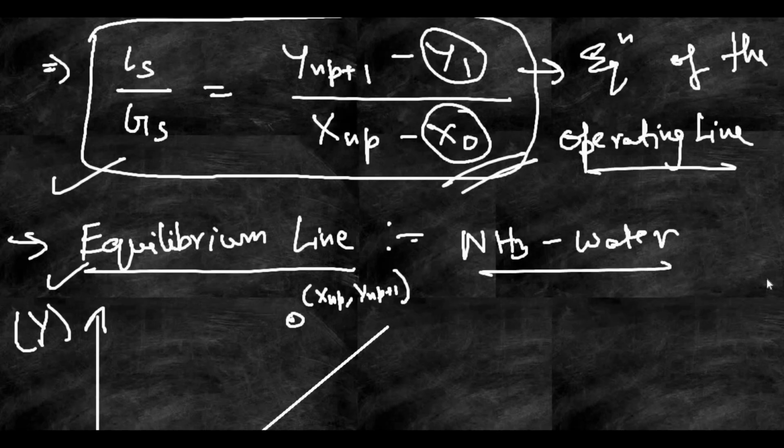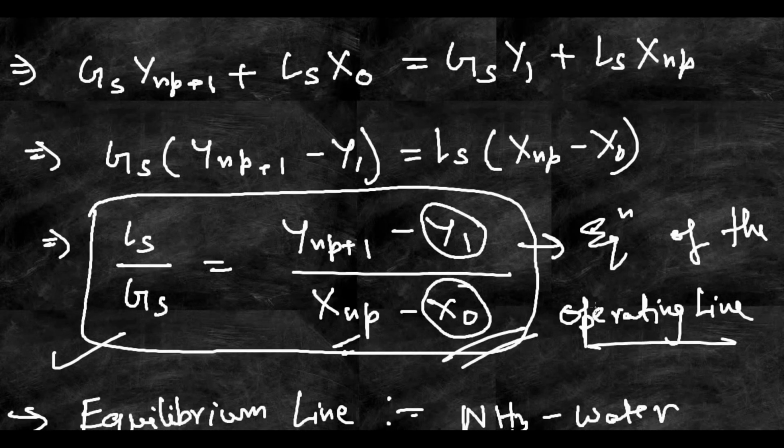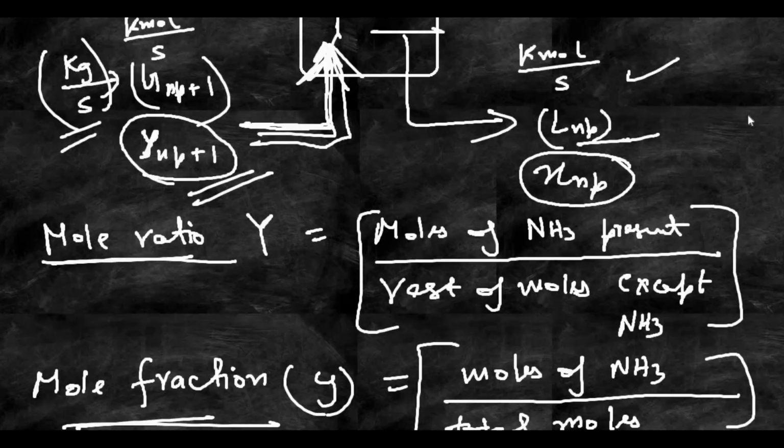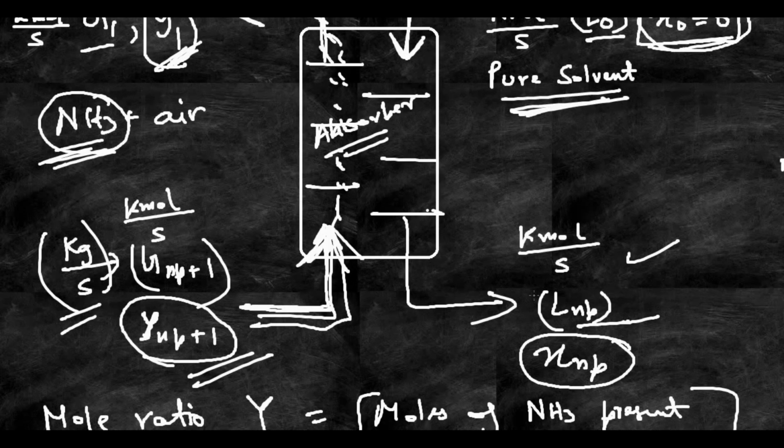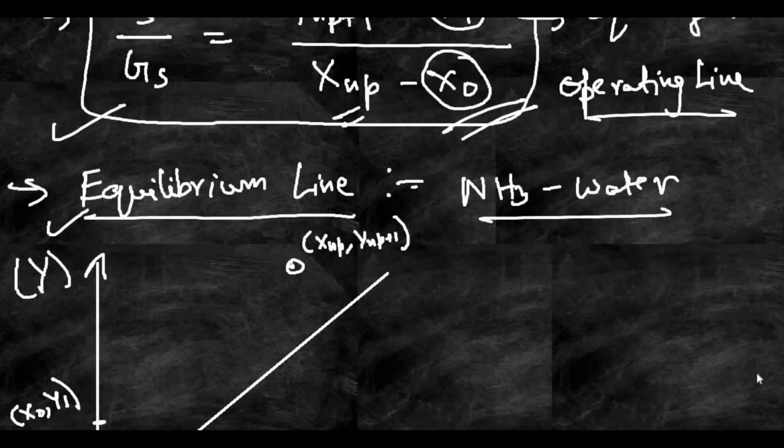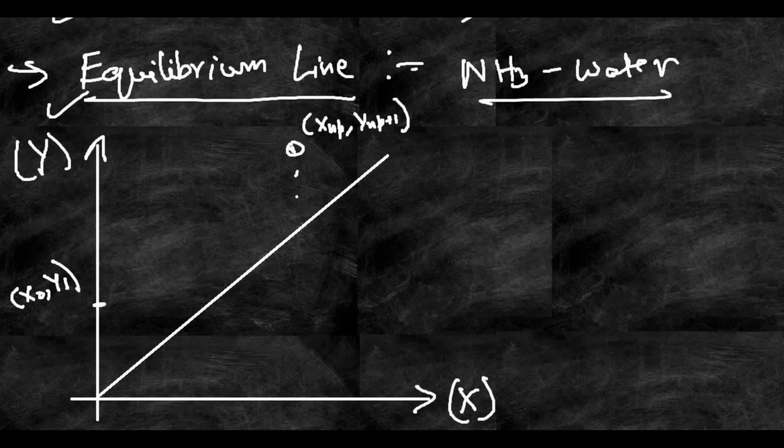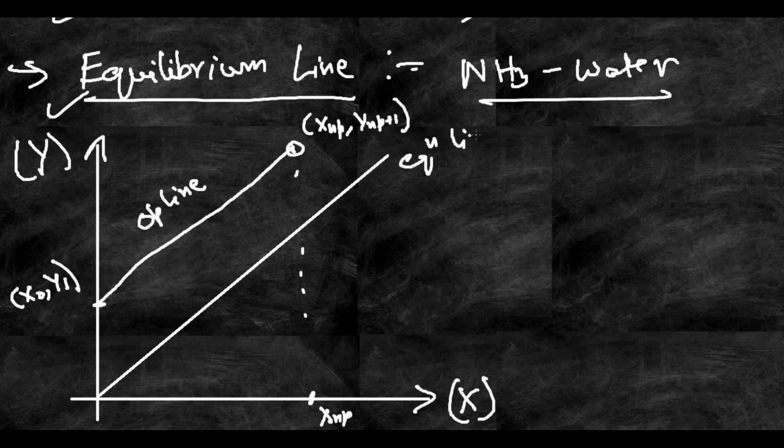Why is it somewhere over here? Because we have a value of x(np). This x(np) is the mole ratio of ammonia in the leaving liquid stream, the ammonia which has been absorbed. So it will have a value, and I have assumed some value, capital x(np). Now if I join these two points, what I get is the operating line. This is the operating line, and this is the equilibrium line.